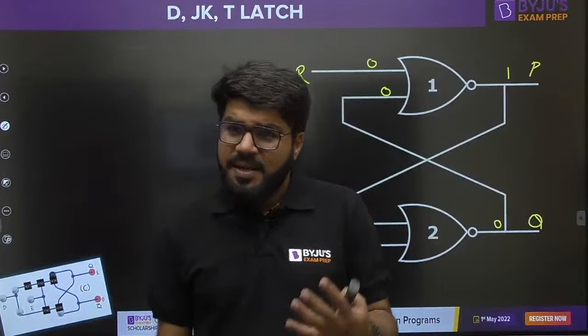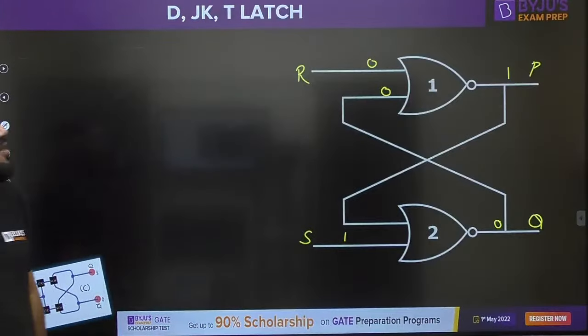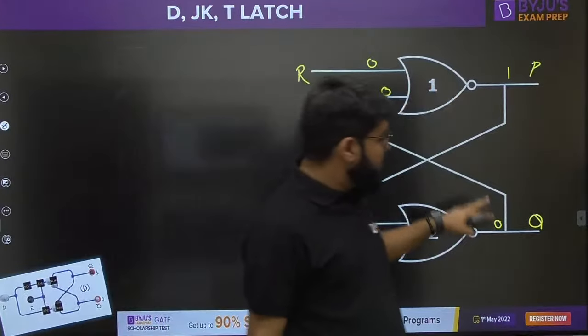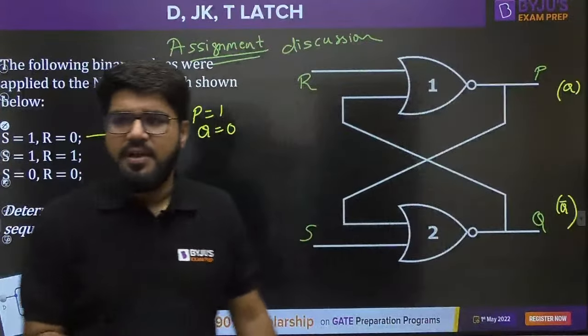Yes, Ishan, why is it unstable? That is what we are trying to discuss now. So the P will become 1 and the Q will become 0. That is what I have directly written, because yesterday we discussed that.